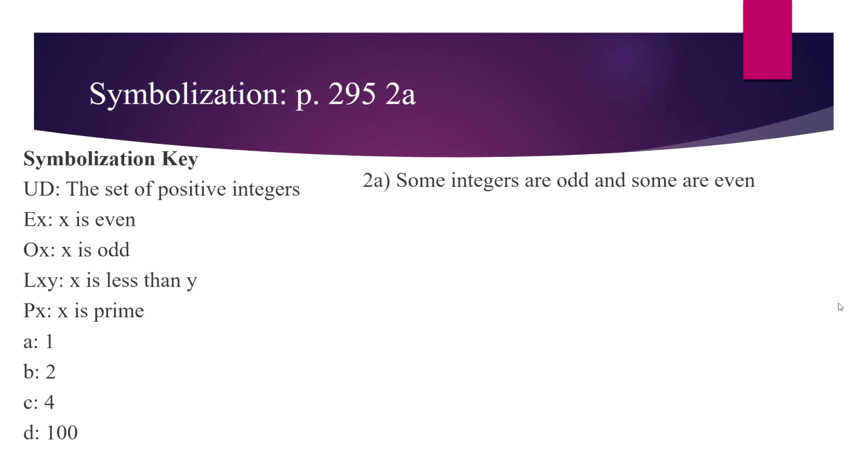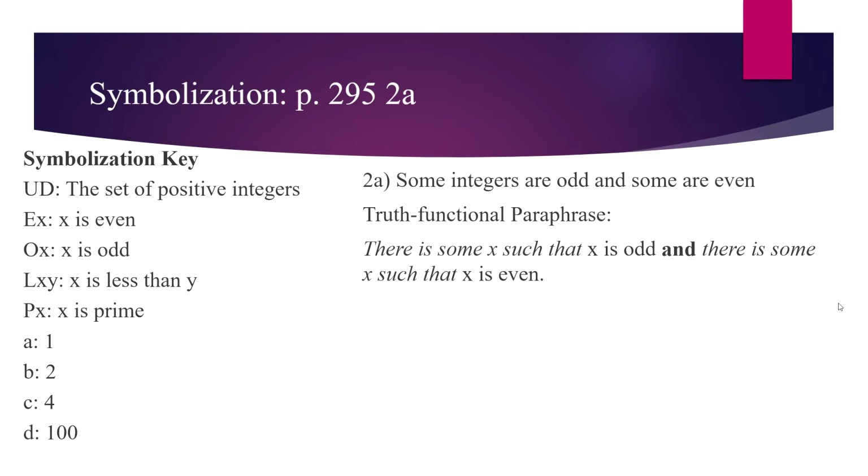The first one is 2a. Some integers are odd and some are even. So this is the symbolization key provided in the textbook. I'm going to keep it right here on the side. So now we've got two of the indication words, right, that let us know we're going to be using quantifiers. Some integers are odd, and then we have the conjunction, and then some are even. So we know we're going to be using two quantifiers. And here that's going to be two existential quantifiers, right? We're just saying that some are odd and some are even, not anything about all positive integers.